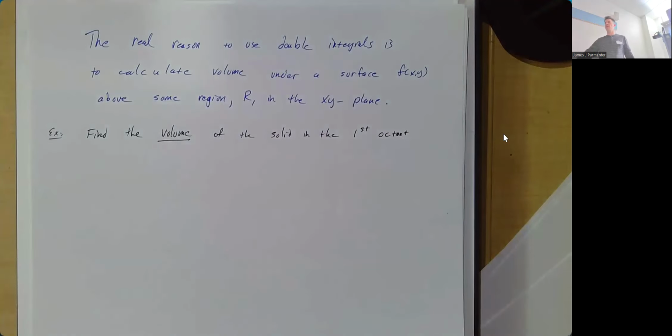Point of interest, which I may have mentioned before, but I'll say again. The first octant, just like the first quadrant, is the corner of the three-dimensional system where all things are positive. In quadrant one, x is positive, y is positive. In octant one, x is positive, y is positive, and z is positive.